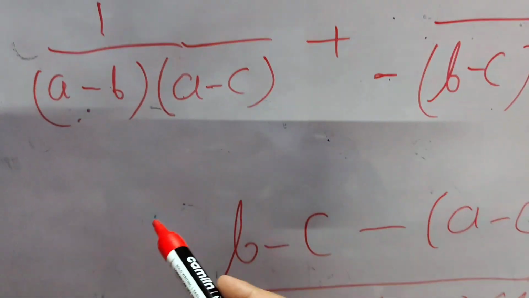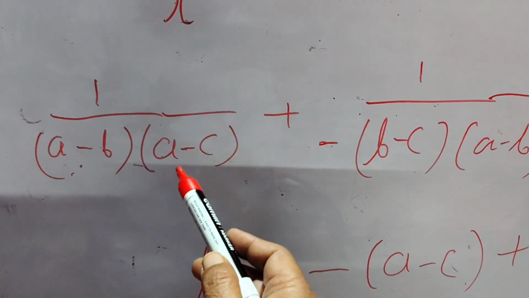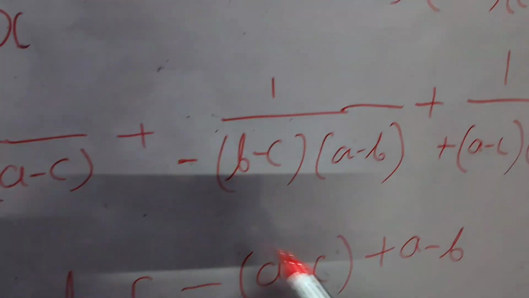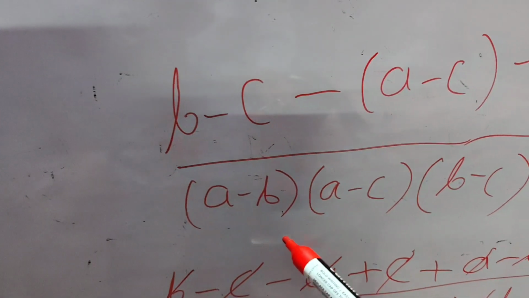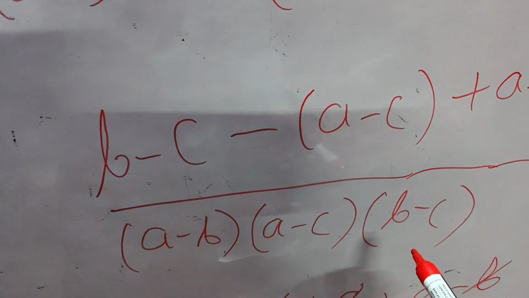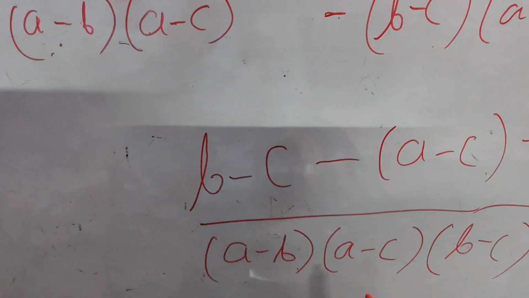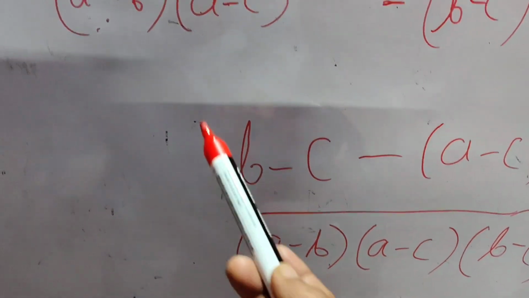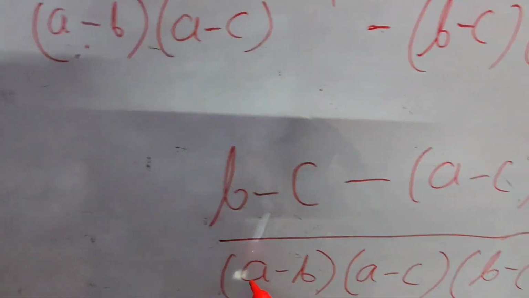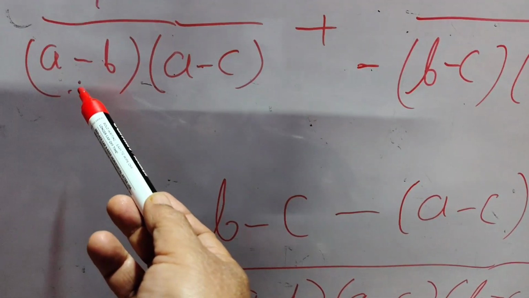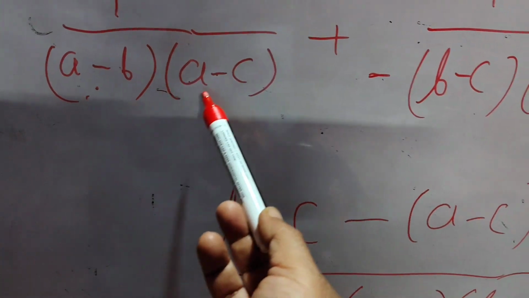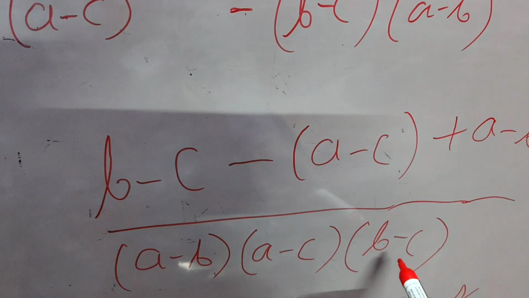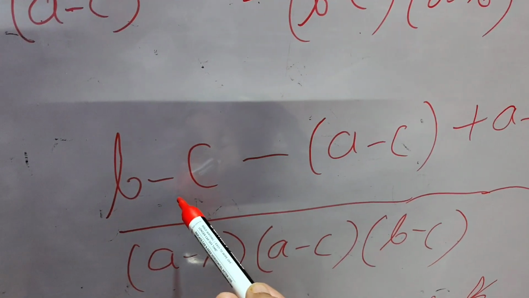Now it is very simple. a minus b, a minus c, b minus c, a minus b, a minus c, b minus c. If I take the LCM, it becomes a minus b, a minus c, b minus c. Now, as per the rule of addition of rational numbers, I will divide the LCM by the denominator, a minus b, a minus c. If you divide it by a minus b, a minus c, I'm left with b minus c. I have written b minus c.